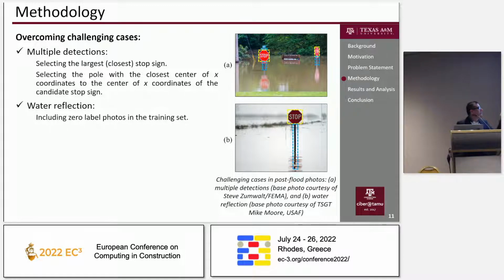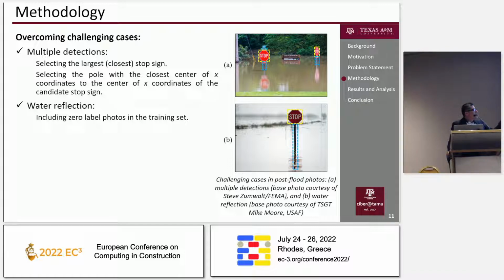There are some challenging cases, some of them depicted here. For example, if there is more than one stop sign in a photo, of course the model tries to detect all of them. In these cases, although they're rare, we pick the sign that is closest to the camera, so the largest bounding box is picked for further analysis.